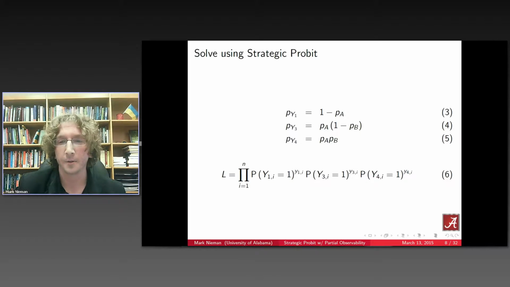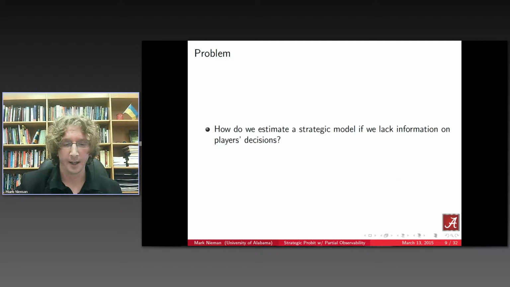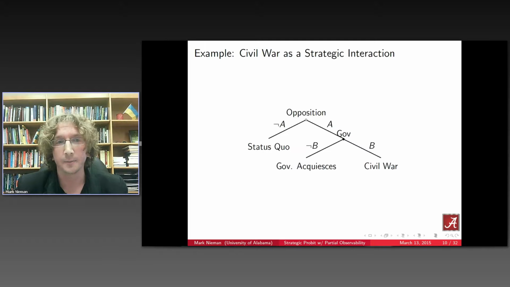The likelihood takes the form in equation 6, where we're simply looking at each individual observation to see which outcome we observed. This is just the typical strategic Probit that Signorino introduced, and is pretty well known in the field at this point. However, a problem exists if we don't have information on each player's decision, if we don't actually know what each actor did at earlier stages.